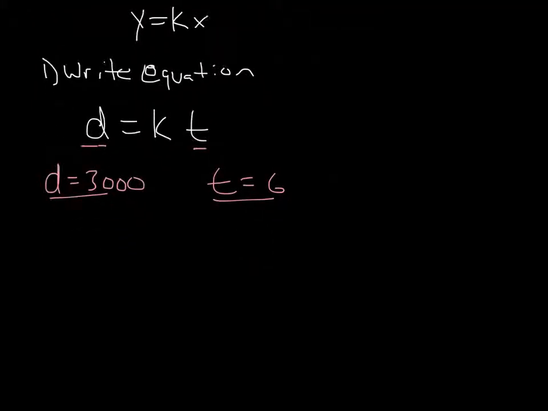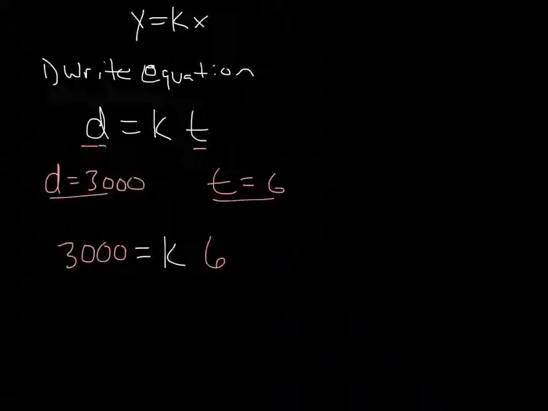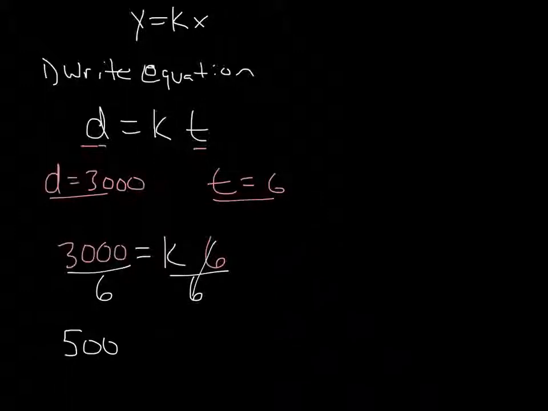I'm going to move down a little bit, and we're going to put 3,000 in for d equals, we still have our k, and then t, we're going to put 6 in there. And now to solve for k, you can see we're just going to divide both sides by 6. So divide this side by 6, divide this side by 6. These are going to cancel out, and 3,000 divided by 6 is, we get 500 is equal to k. So the first thing we do is we write our equation, then we solve for k.